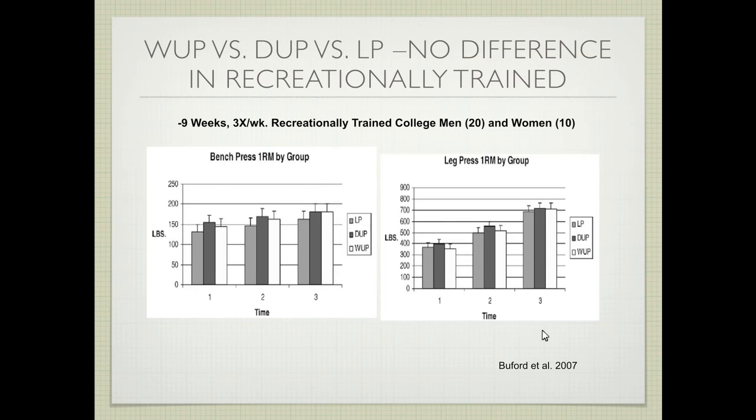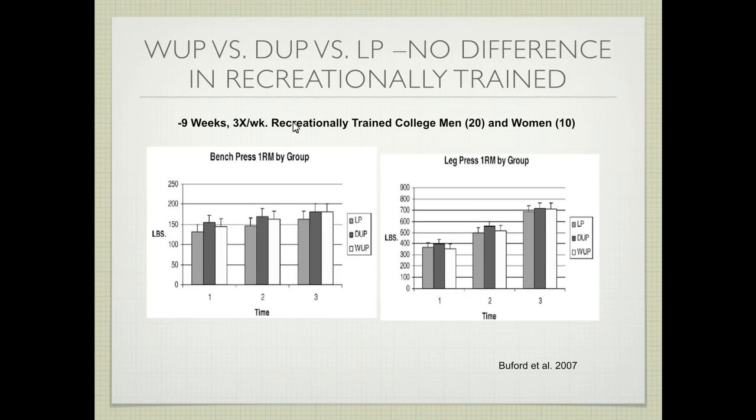So this is one of the classic studies done by Buford. And we look at 1 RM leg press. They had a linear periodization, which means they changed it up every 3 weeks. Daily, they changed it up every day. And weekly, they changed it up every week. Notice the leg press strength all went up equally. So we would conclude from the Buford study that it doesn't matter how you periodize as long as you periodize.